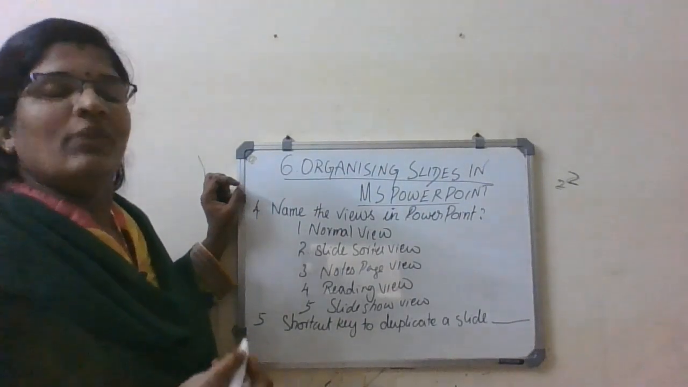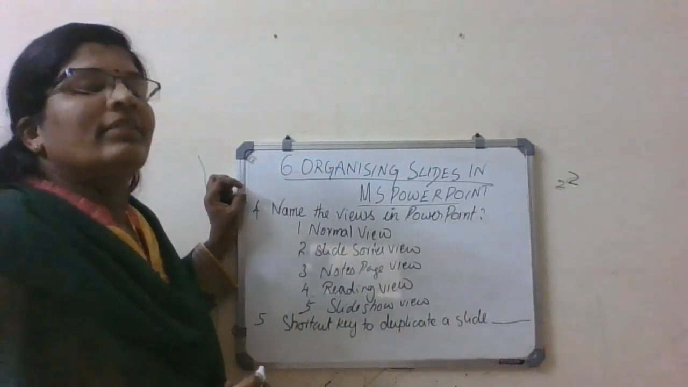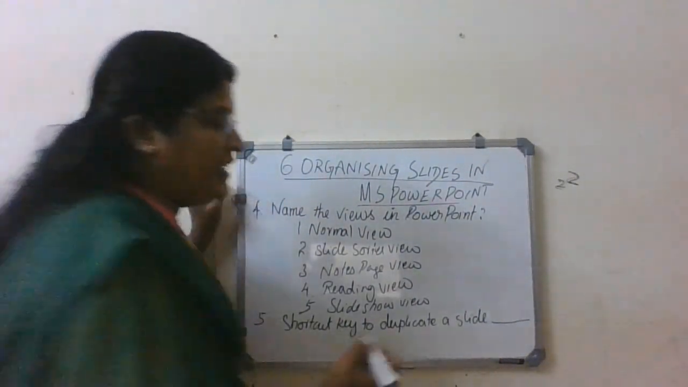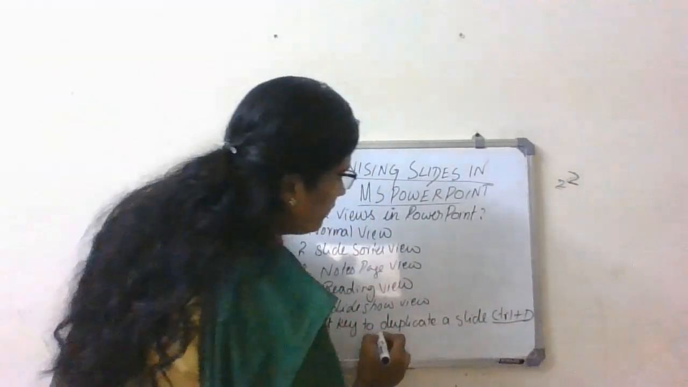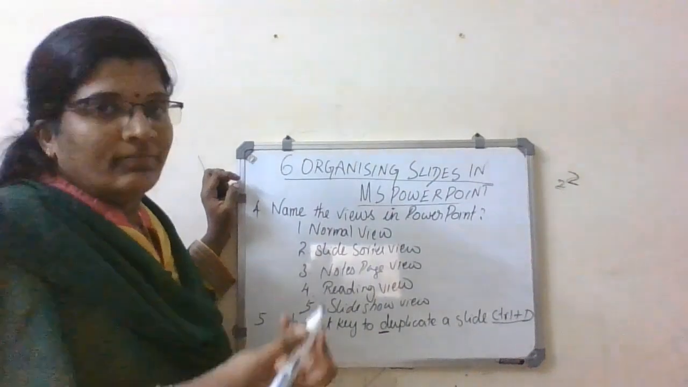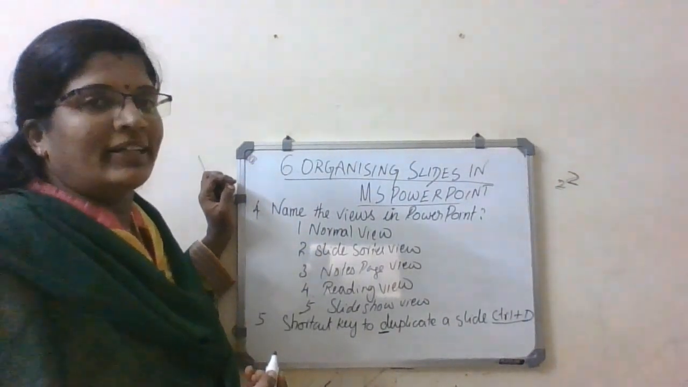Done? Okay. What is the shortcut key? That's good. It's Control plus D. Control D. D is the first letter of duplicate. So Control D is the shortcut key.